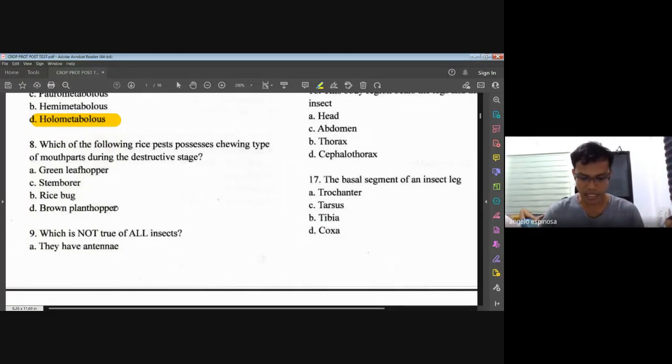Okay. Number eight. Which of the following rice pests possess chewing type of mouthparts during the destructive stage? So, ano daw yung klaseng insect during the destructive stage, possess chewing type. The correct answer is letter C, stem borer.